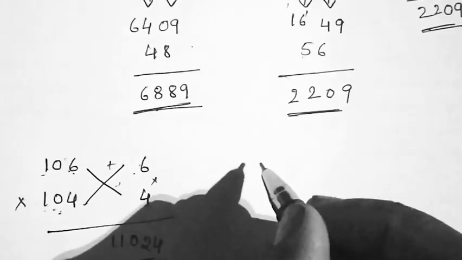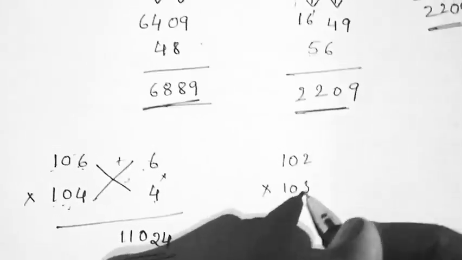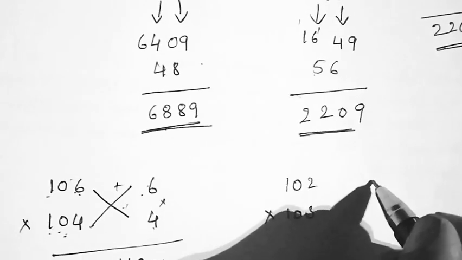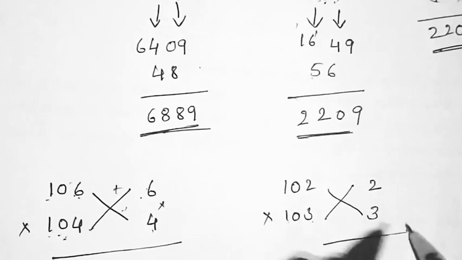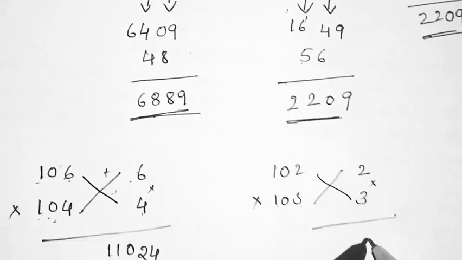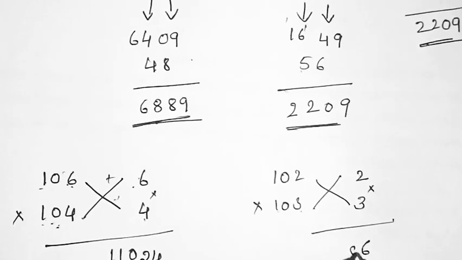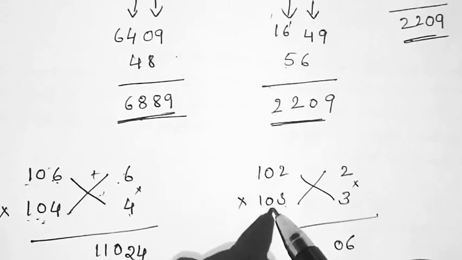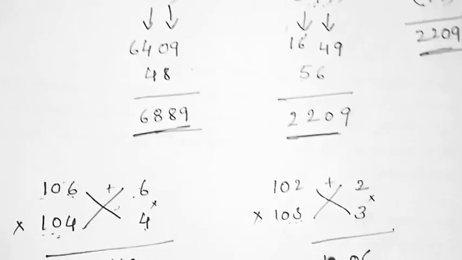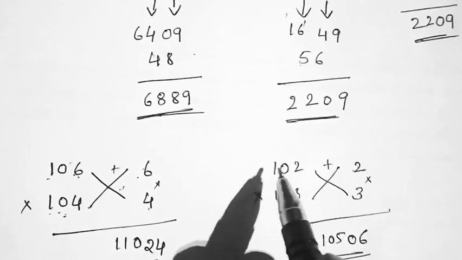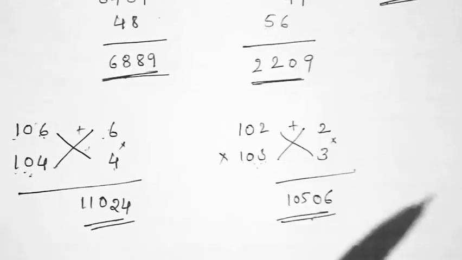We can take one more example. 102 into 103. How much is it more than 100? Here it is 2, here it is 3. Now we have to multiply in between. So 2 threes are 6. As it is a single digit, we'll put 0 here. And 103 plus 2 is 105. So the answer of 102 into 103 is 10506.